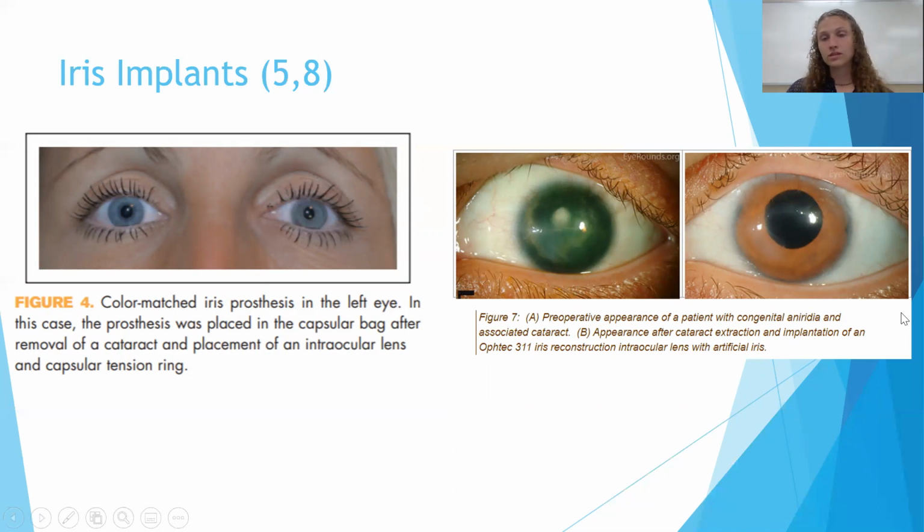Here we have a different brand of implant, which was more functional than it was cosmetically advantageous. But you can see that a cataract was corrected. Here it's cloudy, and here there's an intraocular lens, and this artificial iris was placed, improving this patient's vision.